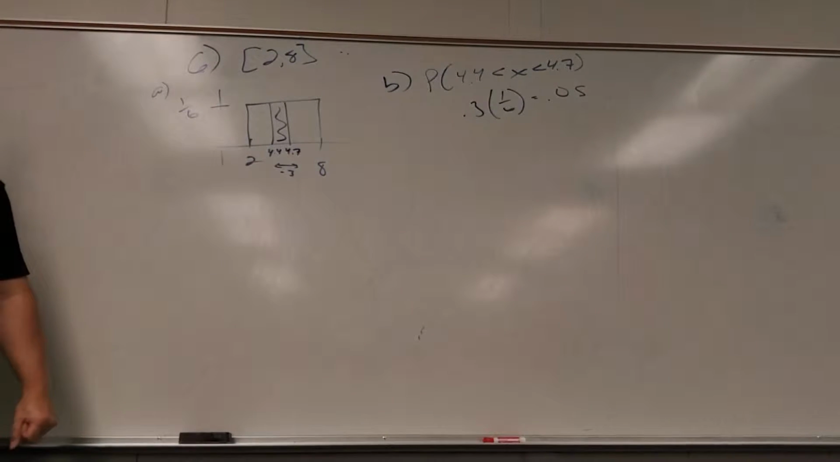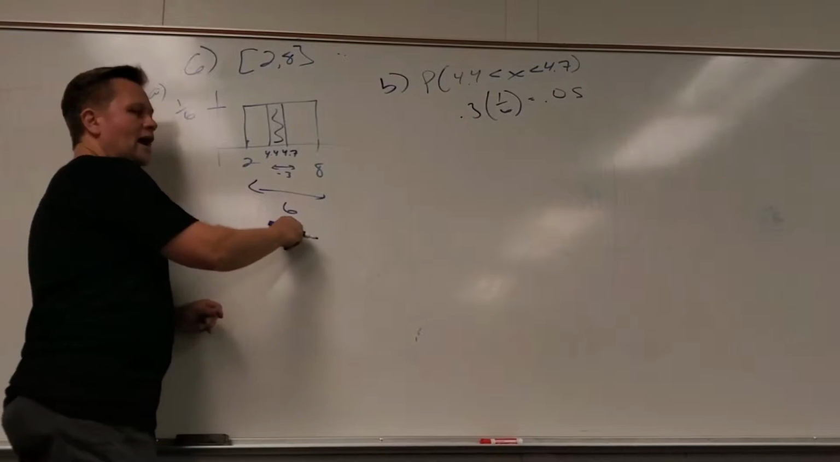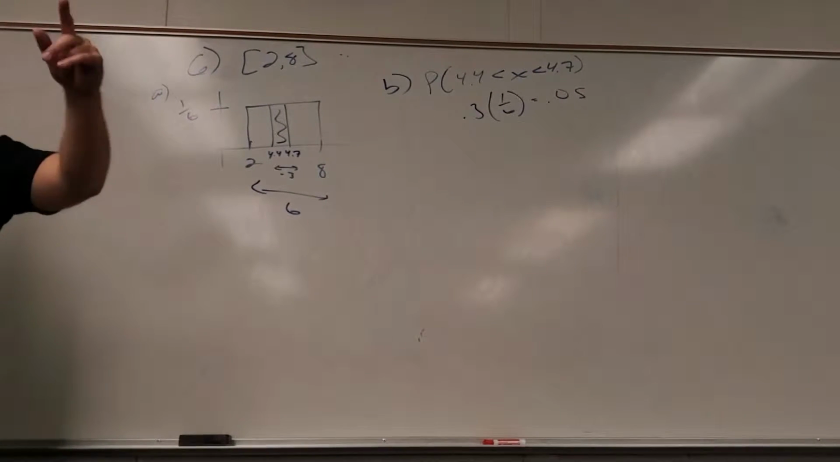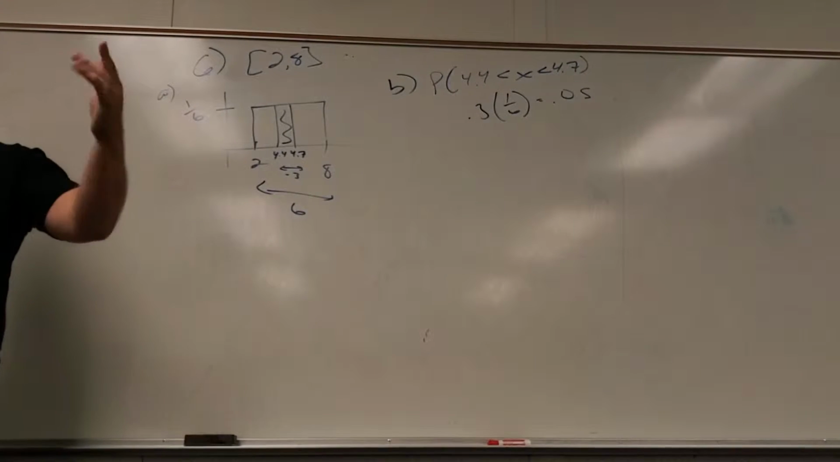So you got 1 over 6. Is it because 2 minus 8 is 6? 8 minus 2, yes. So the whole thing is 6 wide. So this has got to be 1/6 tall to make the whole area 1, because it's all. Then it means all the probabilities add to be 1.